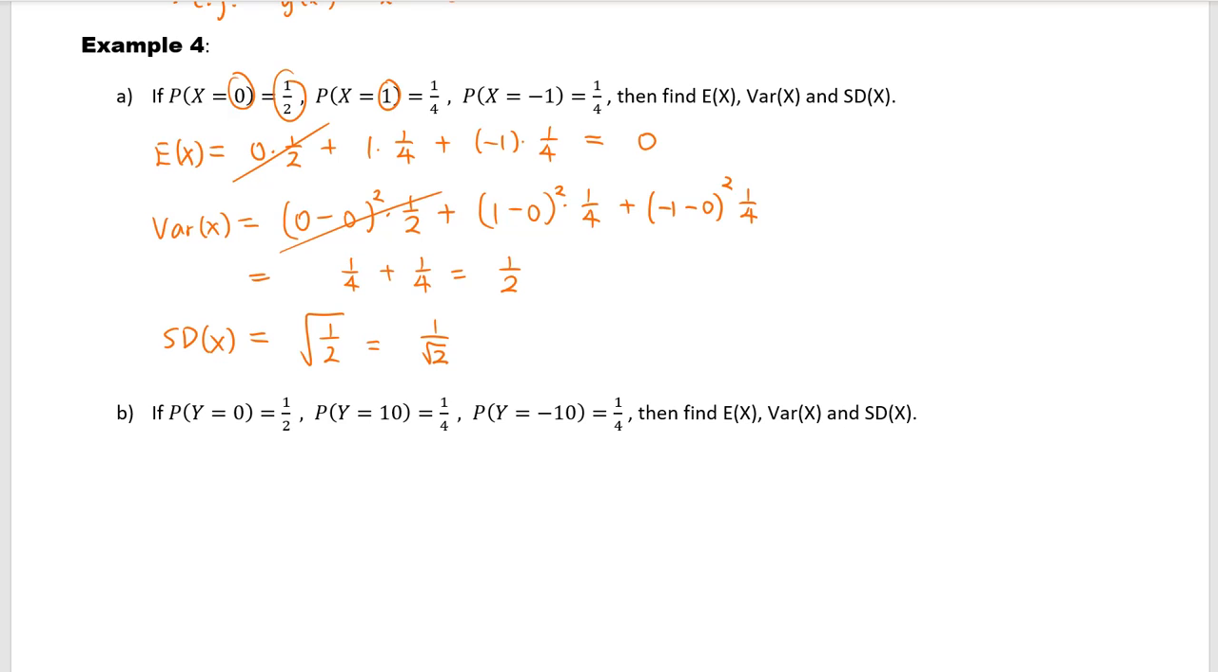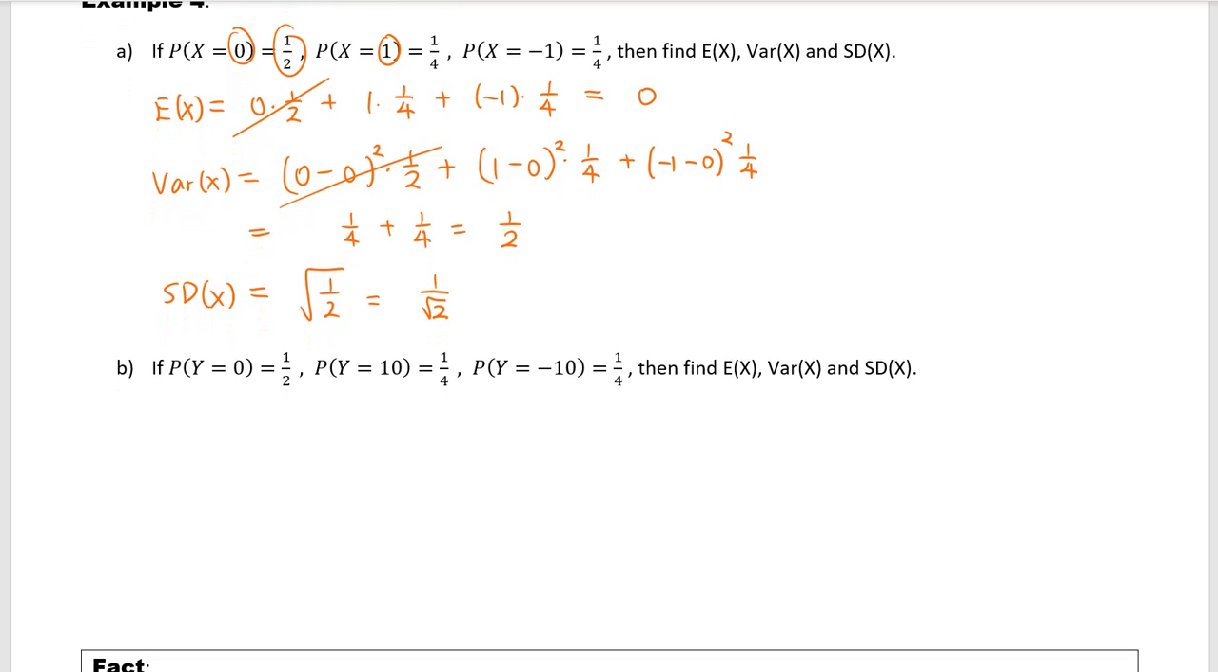So far, so good, everyone? Okay, so this is part A. And how about part B? Okay, have you finished part B? Alright, let's check your work. So E of y is the y value 0 times the probability plus the y value times the probability plus the y value times the probability.